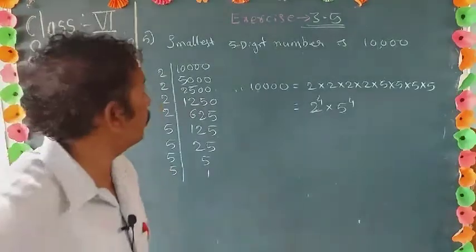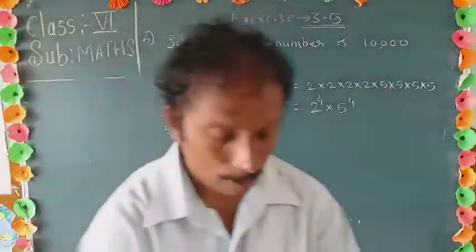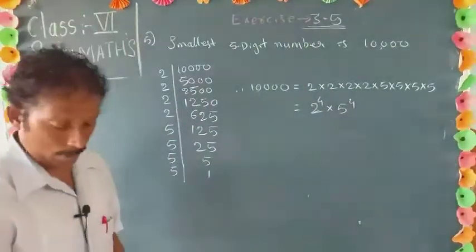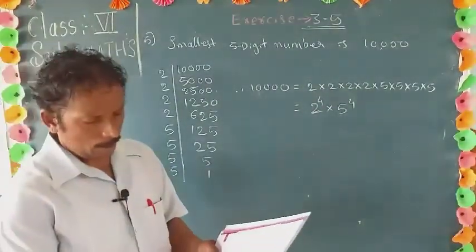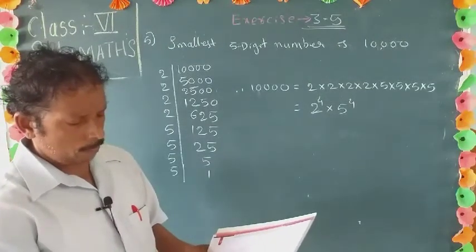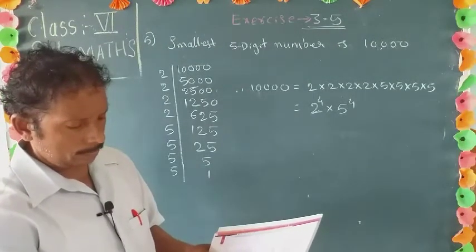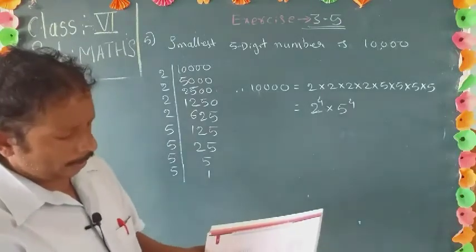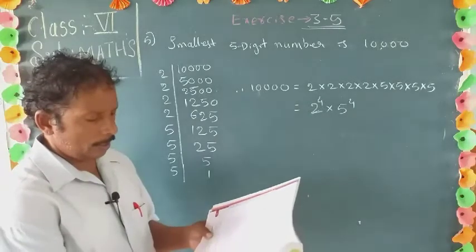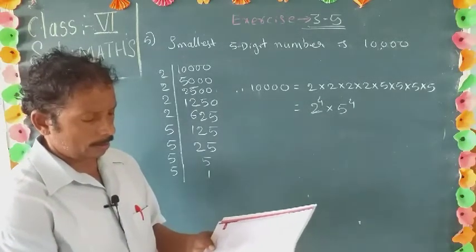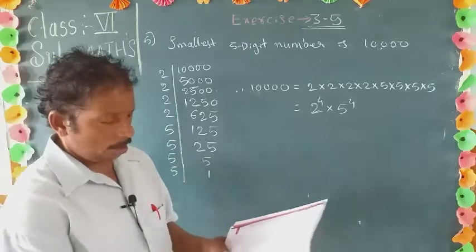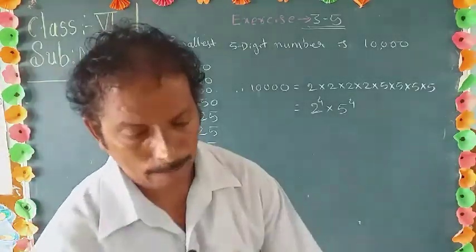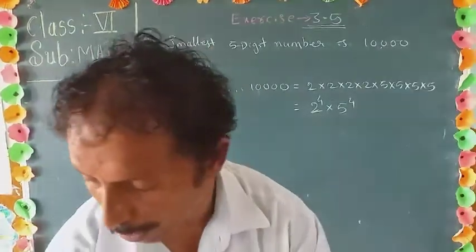So 10,000 is equal to 2 to the power 4 into 5 to the power 4. Next, question number 6. Read the question. Find all the prime factors of 1729 and arrange them in ascending order. Now state the relation, if any, between two consecutive prime factors. We need to find all the prime factors of 1729.